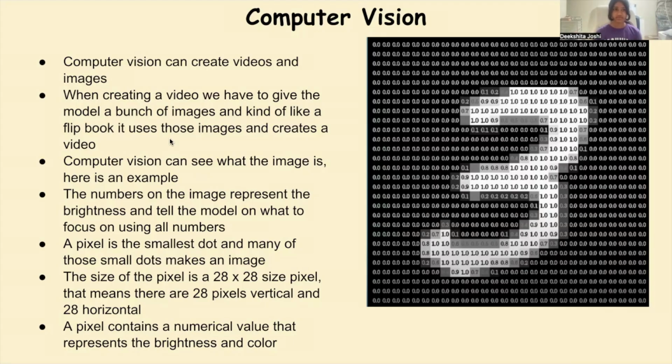Here's an example. So this is the example I'm going for. It's kind of confusing what I said, so let me just explain to you. So these little tiny squares are called pixels.